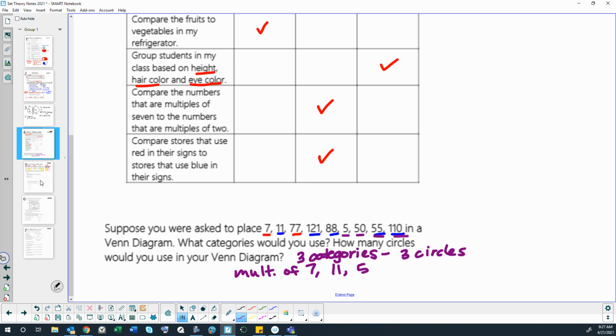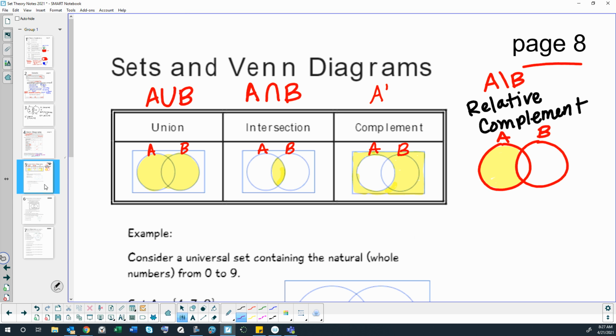On to page 8. Page 8 I kind of already looked at in another video where we looked at what each of the Venn diagram and set situations would look like, right? So if we have an A union B, where we have two overlapping sets A and B, that would include everything in set A and everything in set B and everything where they overlap.